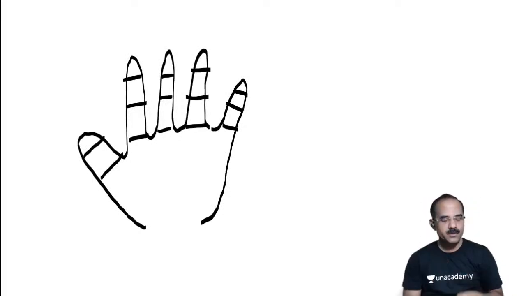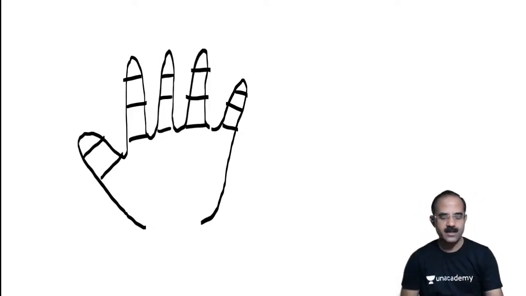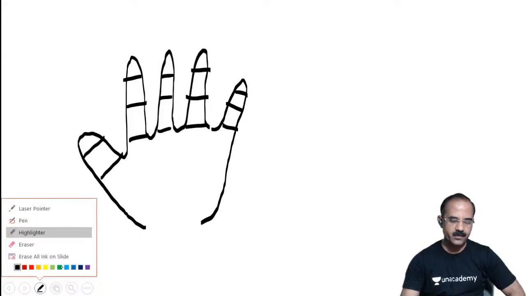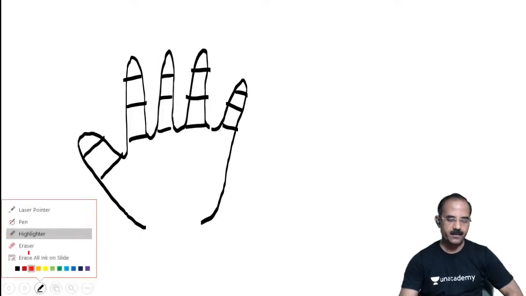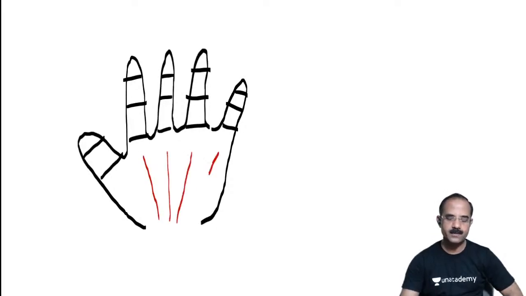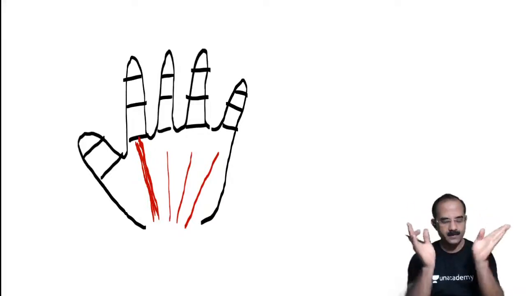Now, the flexor digitorum superficialis has four tendons for four fingers. So I'll just make this as the tendon of flexor digitorum superficialis. Okay, one moment. I'll just make this as the four tendons of flexor digitorum superficialis. Now, at the base of the proximal phalanx, each tendon divides into two.